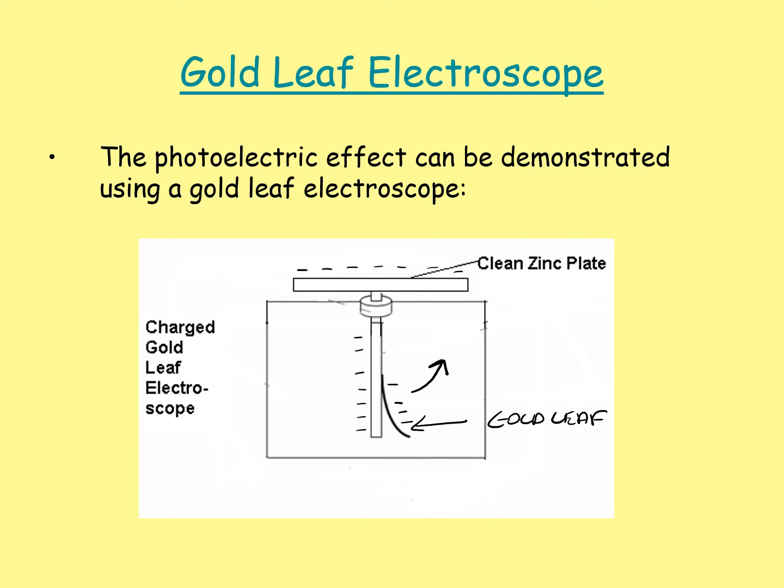If, however, at a later stage, we removed some of this charge, then the gold leaf would start to move back down again. It wouldn't be deflected as much. So we can show electrons being removed from the surface of the clean zinc plate by how much the gold leaf has been deflected. If the gold leaf starts to move back towards the central rod, then that means that the charge is being removed from the zinc plate.